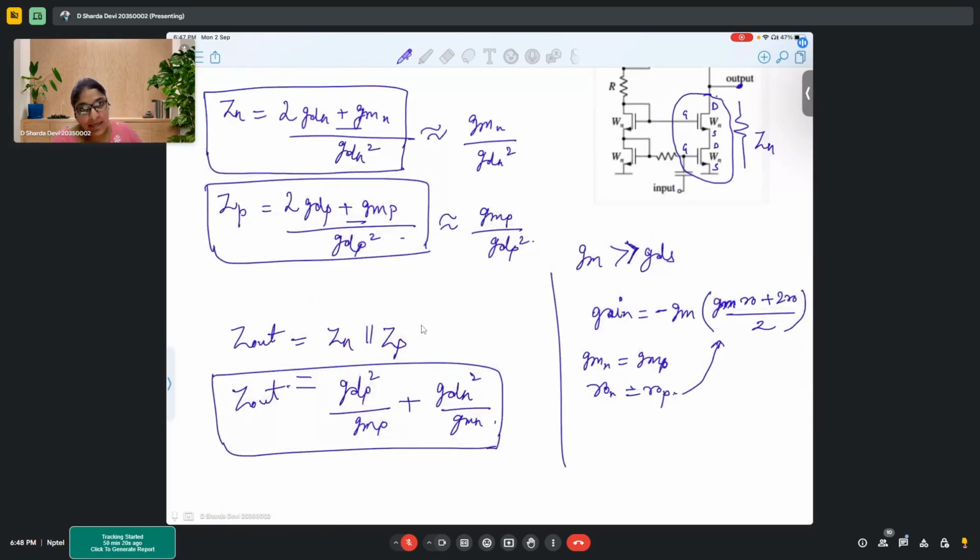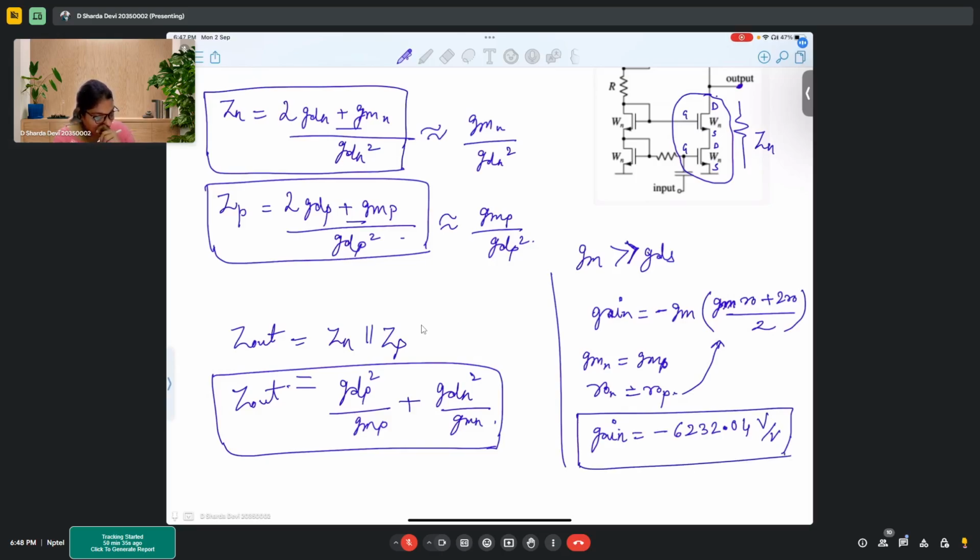like the gain formula, and from there the value of gain turns out to be minus 6232.0445 volt. So this is like another approach.